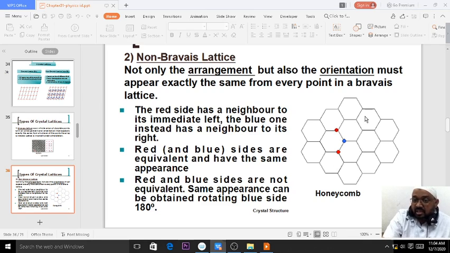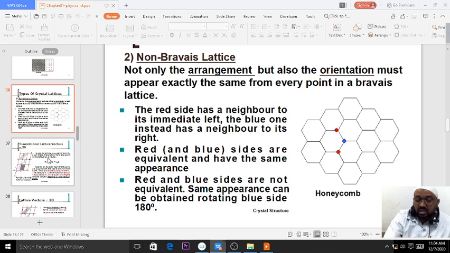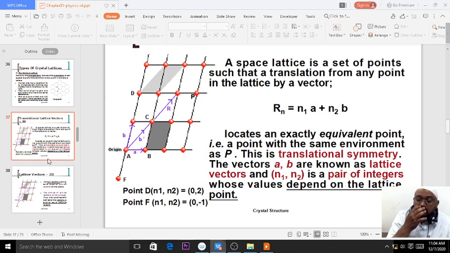So when you see a honeycomb, you will observe this particular pattern. I have taken a reference point here. Here the red and blue sides are equivalent and have the same appearance, but the sides are not equal to each other. This side is different and this side is different. You will observe this structure if you rotate the reference point 180 degrees. This is only for your understanding; from the examination point of view or the syllabus, we will not ask you this concept.